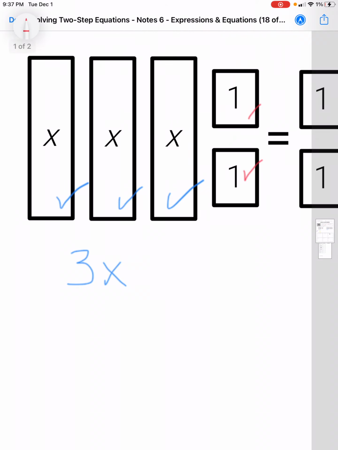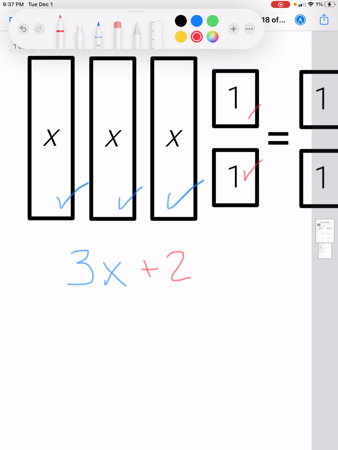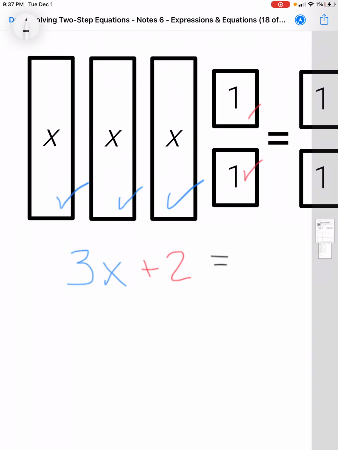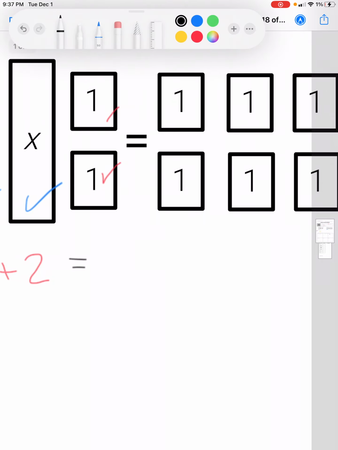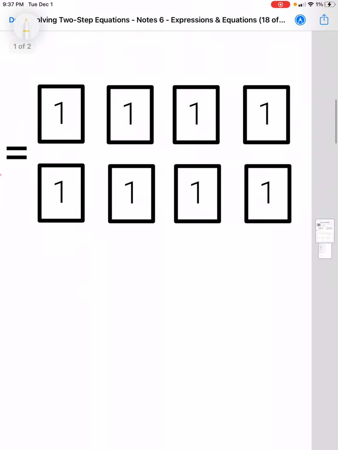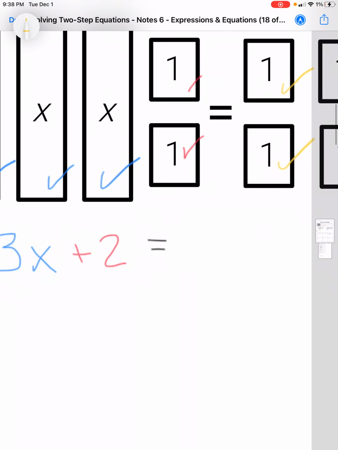1, 2, so it's plus 2. How do I know it's adding 2? Because they're both positive 2's, okay? Bring down your equal sign. All right, so how many do I have on this side? 1, 2, 3, 4, 5, 6, 7, 8. That's a positive 8. How do I know that?